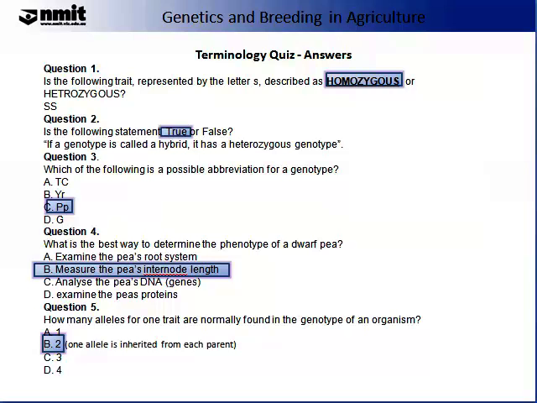And question 5. There are two alleles for one trait that are normally found in a genotype of an organism. One allele is inherited from each parent. There are two parents.